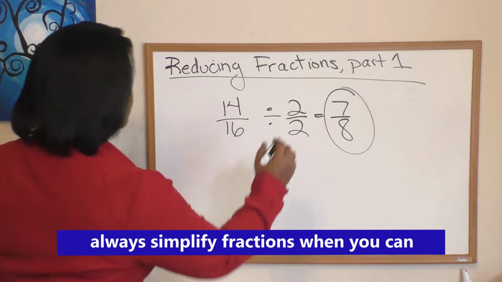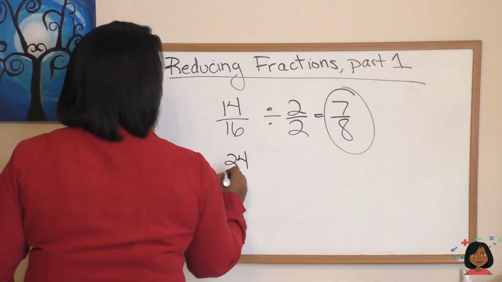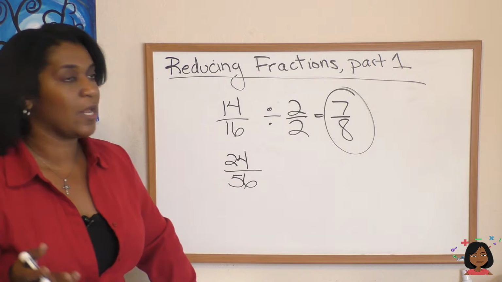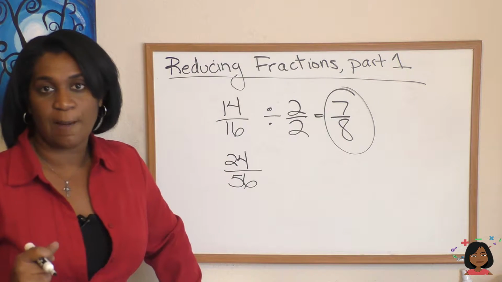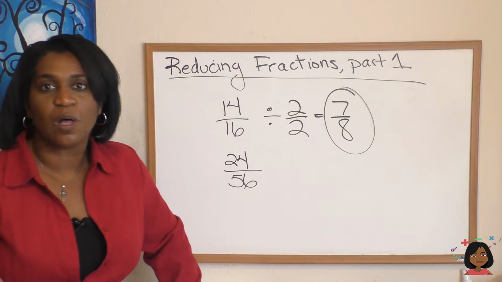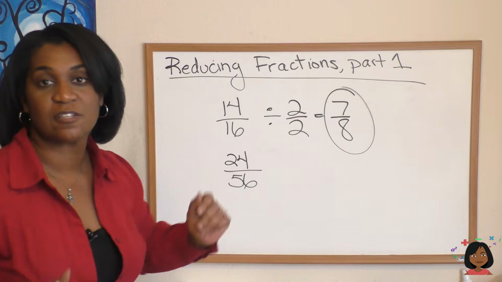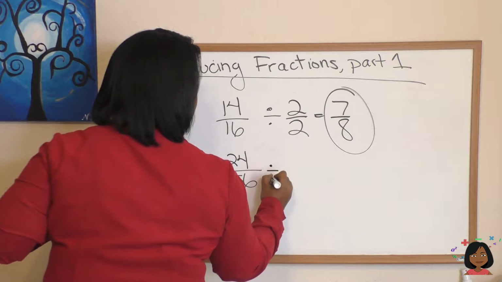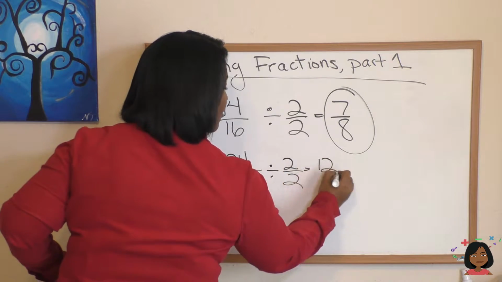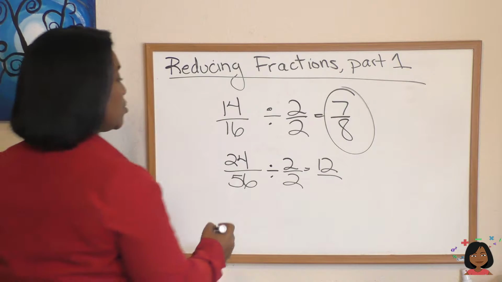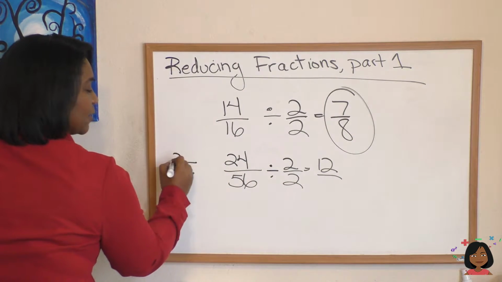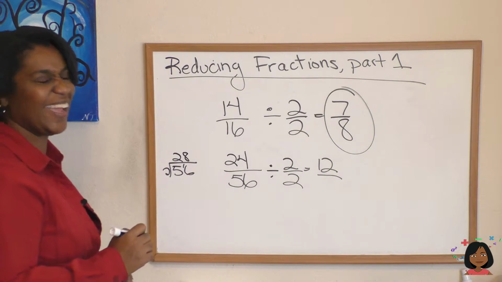Let's try another one. What if I said 24 over 56? So these are big numbers, and you're like, whoa, I don't even know where to start. Well, I want to show you a couple things. You don't always have to pick just the one perfect factor. You can start with a small number like 2. They're both even, so let's divide them by 2. All right, 24 divided by 2 equals 12. 56 divided by 2 equals, well, okay, I don't know. I go over to the side to do it. Watch. 56 divided by 2: 28. Here we go.